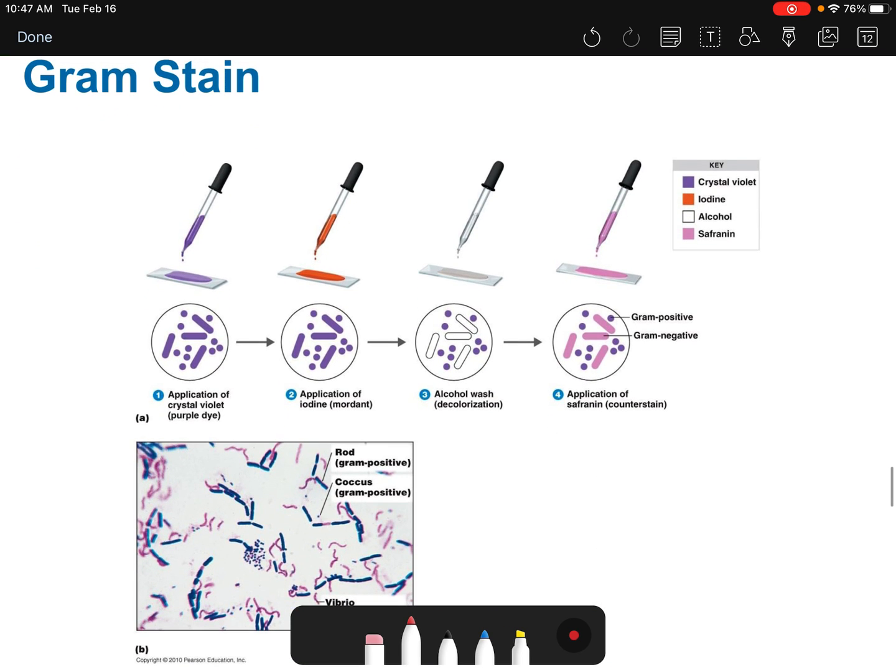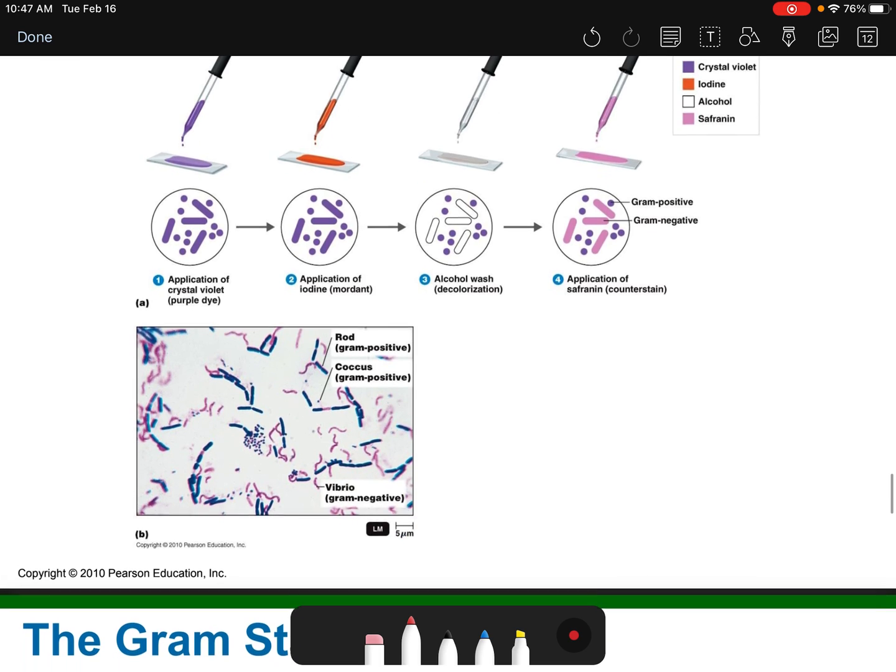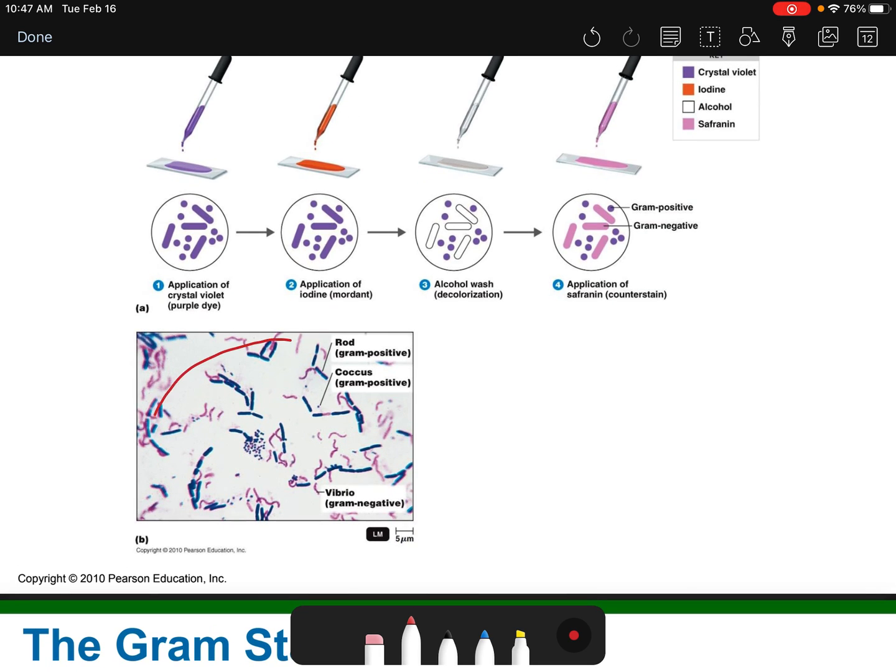So here we have application of the crystal violet dye. Both types will look purple. Then we add the iodine, the mordant. Again, both will look purple. Then we use the alcohol to decolorize it, and the gram-positives will still stay purple, but the gram-negatives will look clear. And then we'll use the counterstain, the safranin, and now the gram-negatives will look pink, and the gram-positives will look purple.